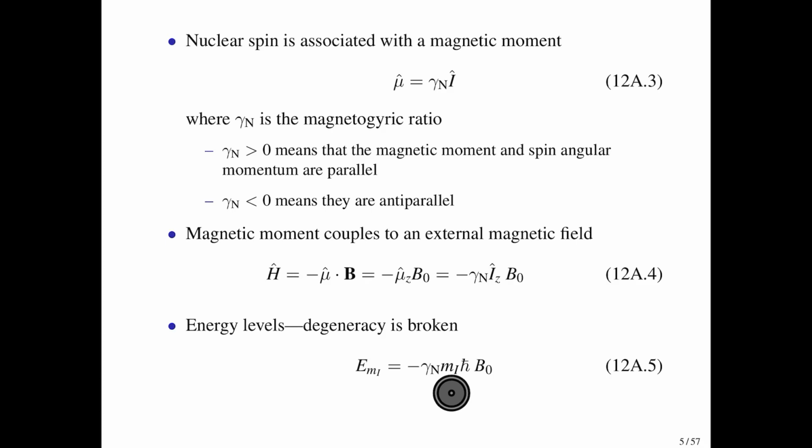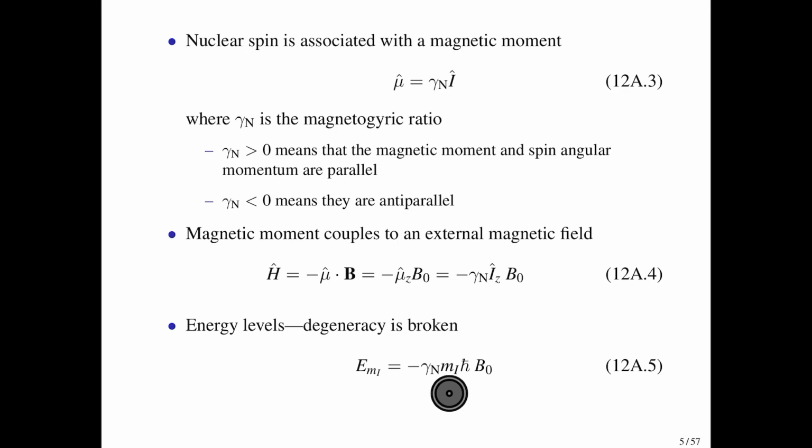And so what we see is that the energies of the different spin states are split by the magnetic field. With no magnetic field on there, the energies are all the same. They're all degenerate for every value of m sub I. But when you turn on a magnetic field, then the values are split according to the value of m sub I.